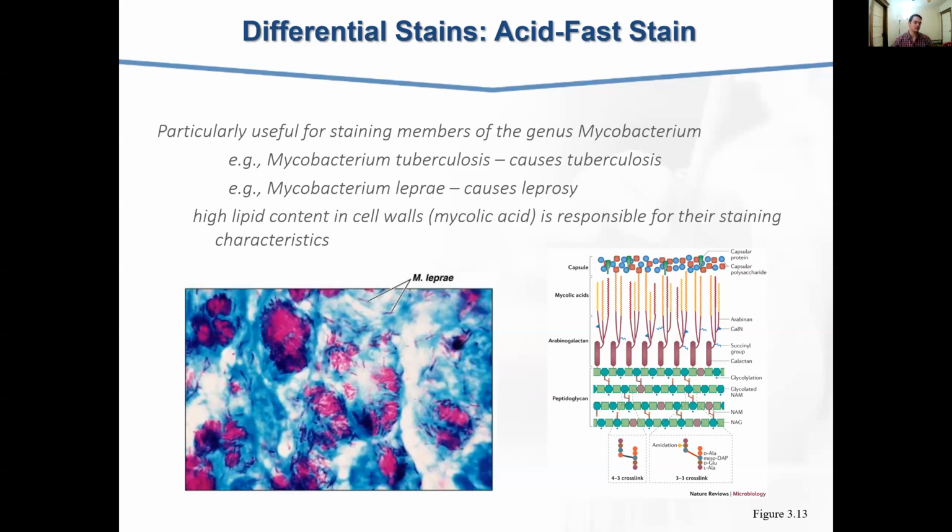So after the addition of heat, the smear is then rinsed with a very strong decolorizer, which strips the stain from all non-acid-fast cells, but does not permeate the cell wall of the acid-fast organism. So the decolorized non-acid-fast cells then take up the counterstain. Here your original stain will be used to identify your acid-fast organisms, and the counterstain that you apply will then be used to see organisms that are not acid-fast.